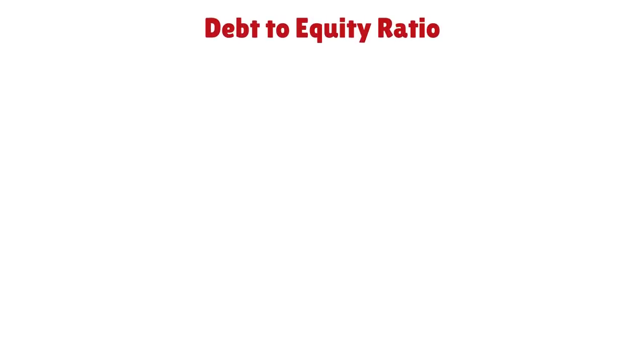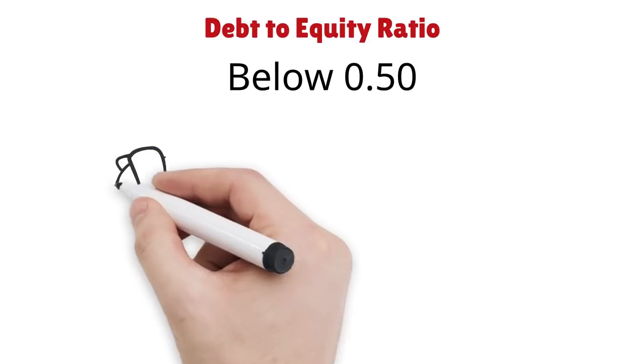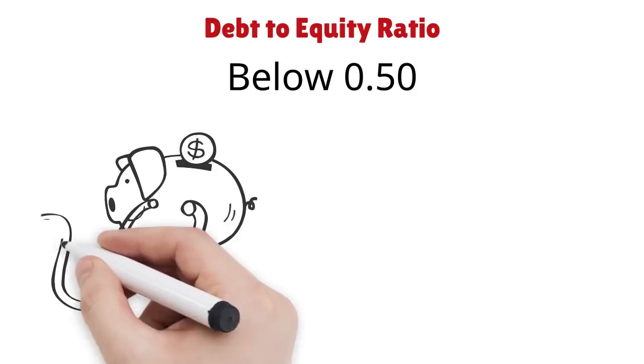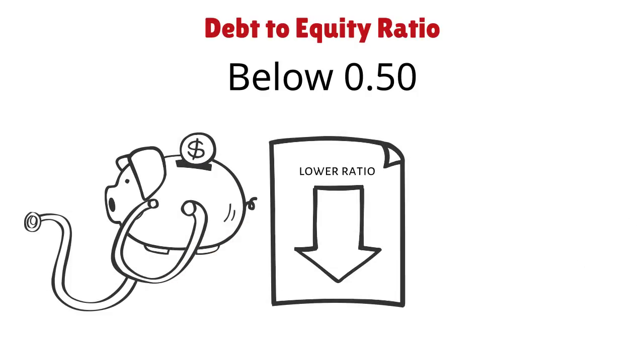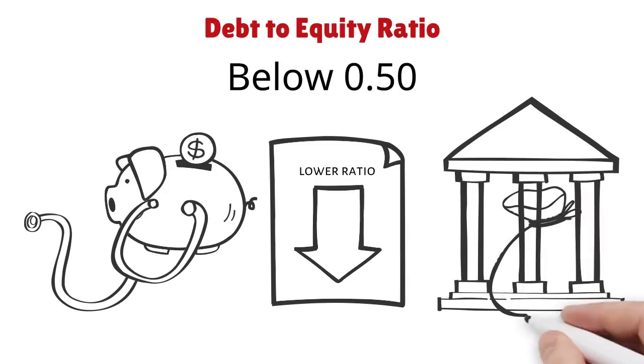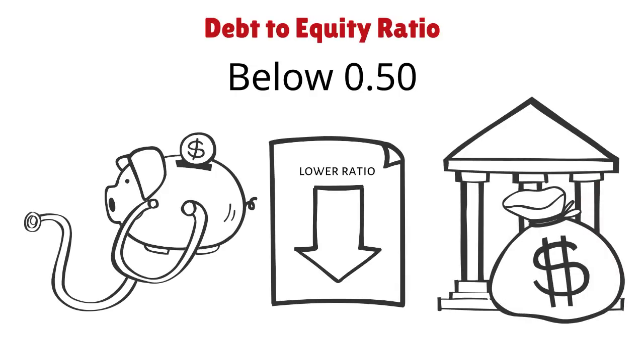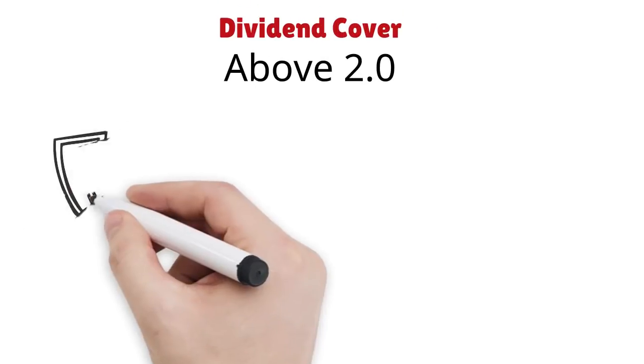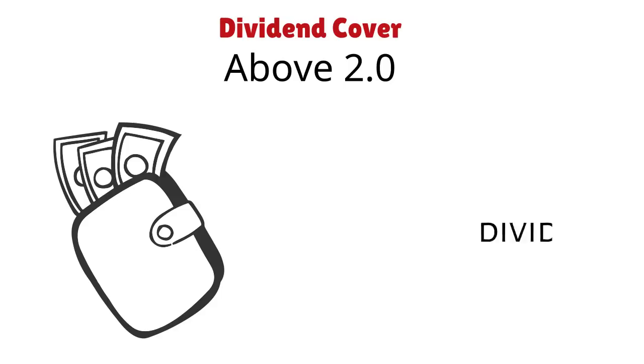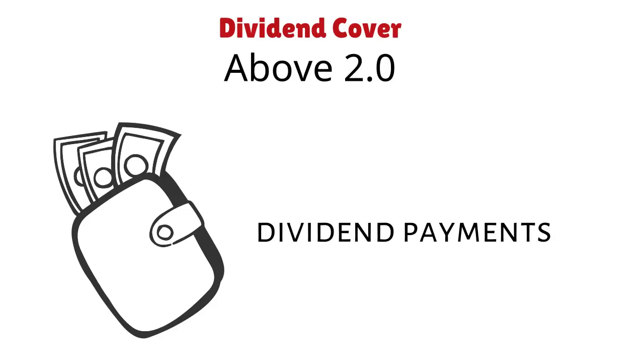4. Debt to equity ratio, below 0.50. This shows us the financial health of the company, and a lower ratio is generally better. Note that financial institutions generally require more borrowing compared to other industries. 5. Dividend cover, above 2.0, can indicate the health and sustainability of dividend payments.